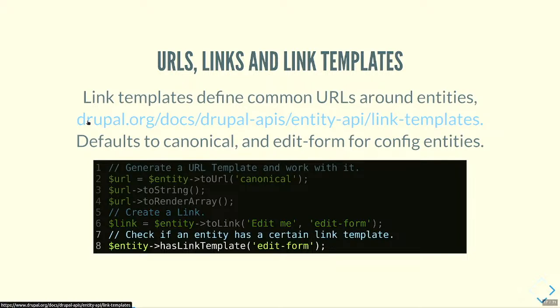If you do generic code like this, make sure that you check if the entity has the link template that you want to work with. Again, not all of them have it. For example, paragraphs and comments don't have a canonical URL. So if you write generic code, make sure you check for this.